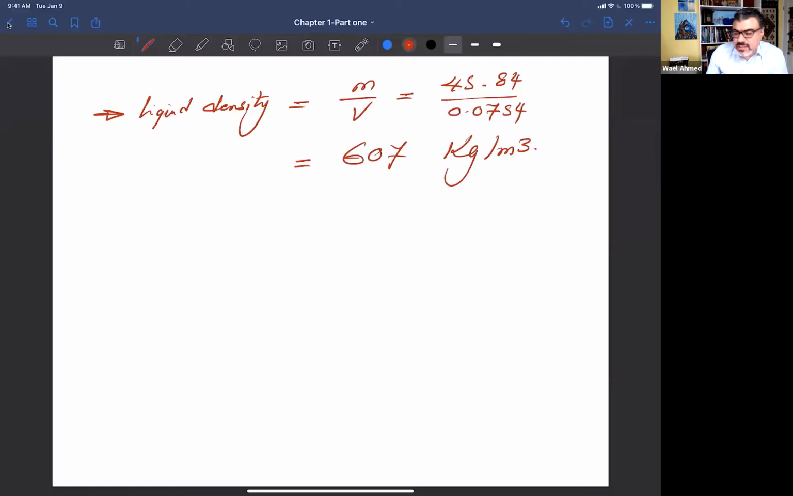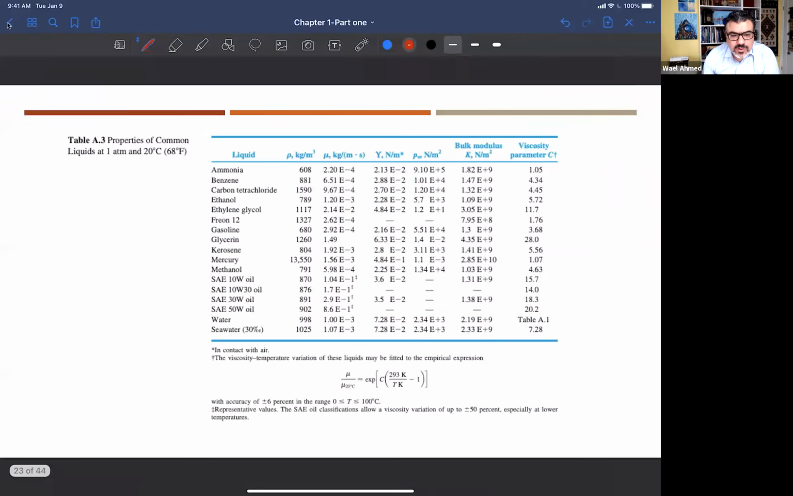So it's asking you to find out liquid density first, and then find out what is the type of this fluid, okay? Remember that this is at 20 degrees C. It looks like I have a density that is 607, and I don't know what this fluid is. I can for sure go into the property table and find out. If you look at table A3 at the end of this textbook, it's showing different fluids, and in this case liquids. You'll see densities are listed for different fluids, and it looks like it's very close to this number here. So I can say that this is basically ammonia.